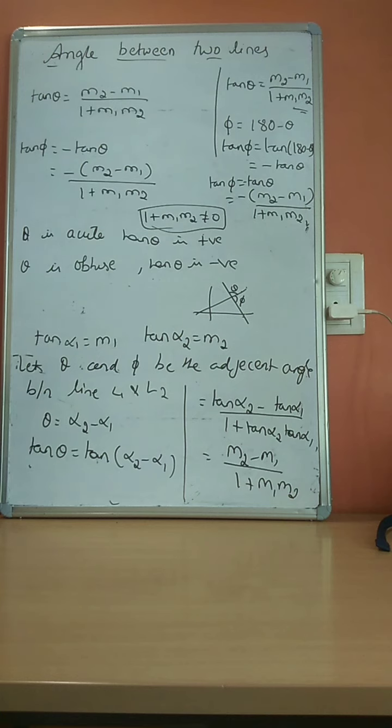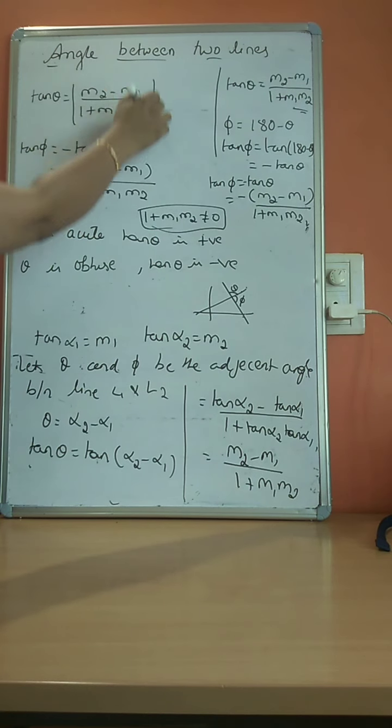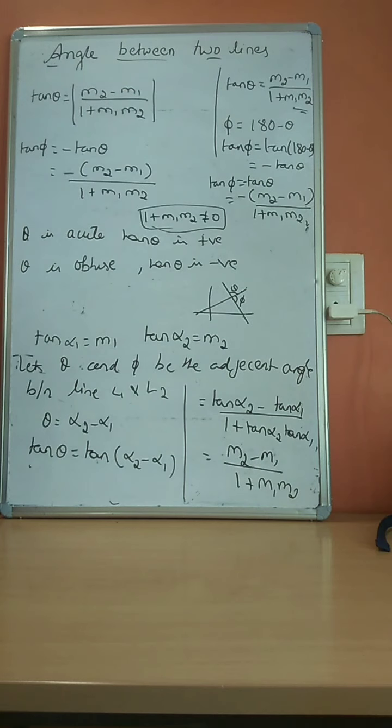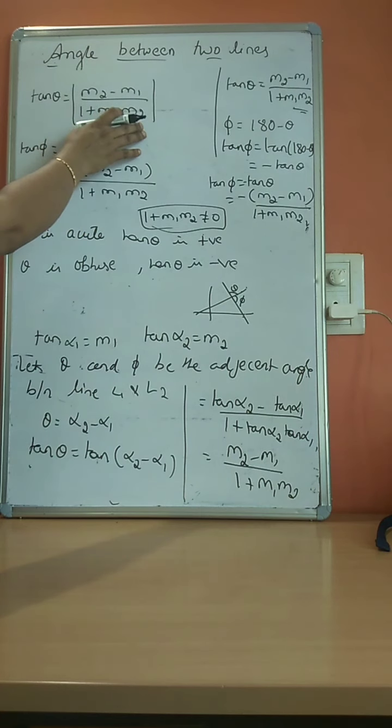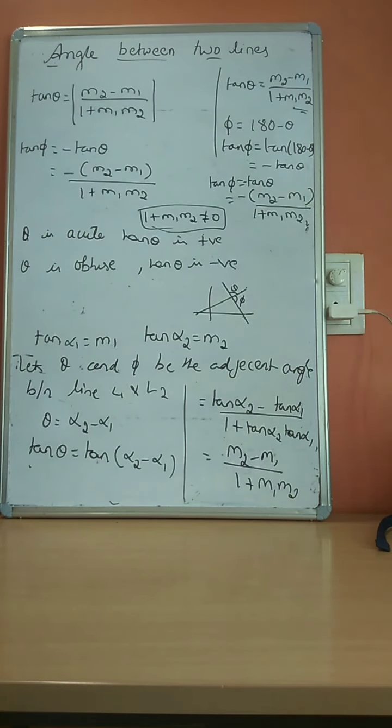So if theta is an acute angle between the given lines, then tan theta must be equal to what? Modulus of m2 minus m1 divided by 1 plus m1 into m2. So when we take theta as acute, we get positive, and when we take it as obtuse, we get negative. If you take theta as acute, then taking the modulus will not cause any problem. Modulus of, okay.